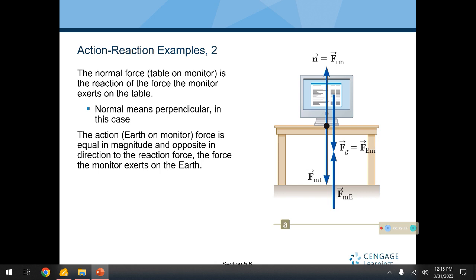Action-reaction pair. This is what I said before. This is the object sitting on the table right now. What's the action-reaction pair of the force of gravity here? No.